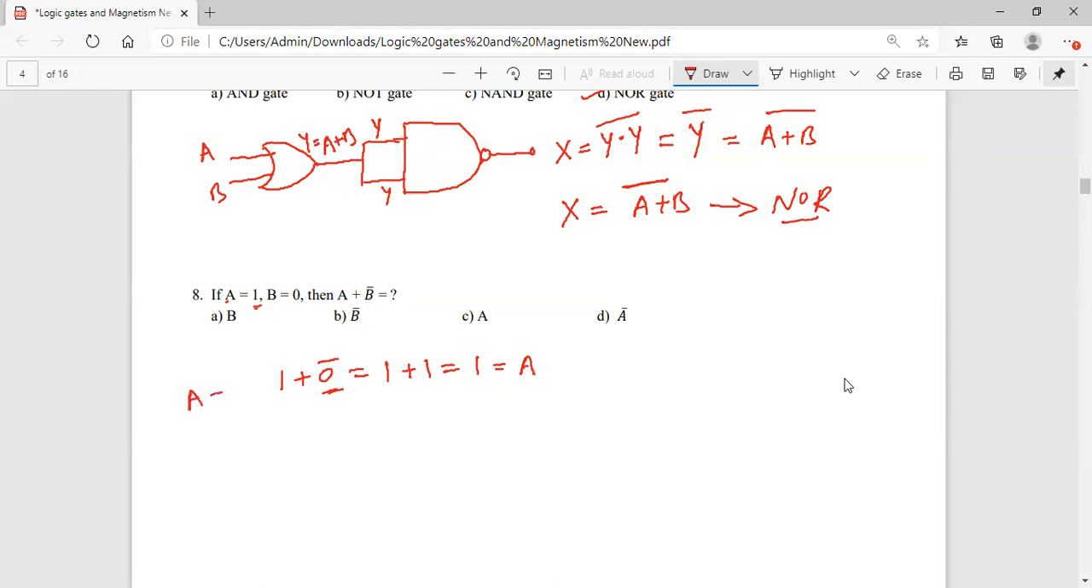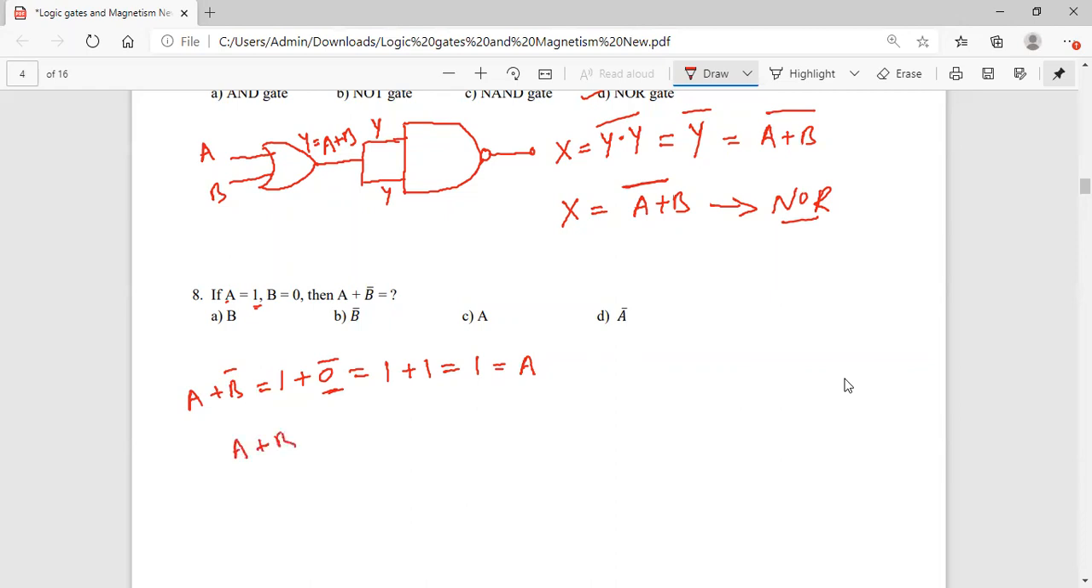Hence, we can take A plus B bar, with A equals 1 plus B equals 0 bar. Bar is there, therefore 0 bar is equal to 1. Plus, 0 bar is 1. Therefore, 1 plus 1 is equal to 1. And here 1 means A, 0 means B. Therefore, A.